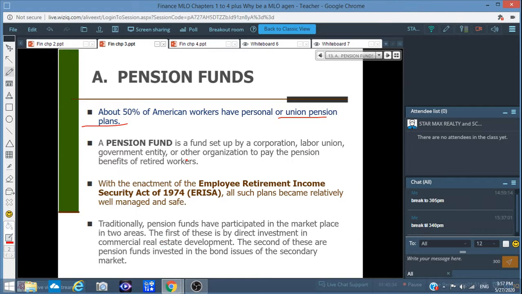So they changed the direction. Instead of the company footing the bill, right? You, as an individual, start your own retirement fund, okay?